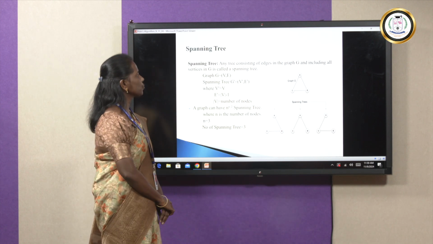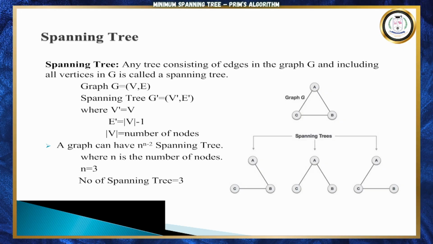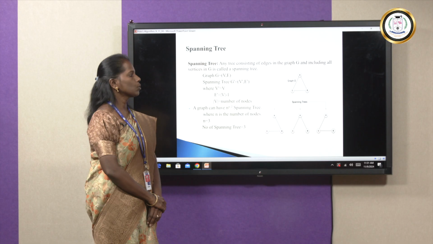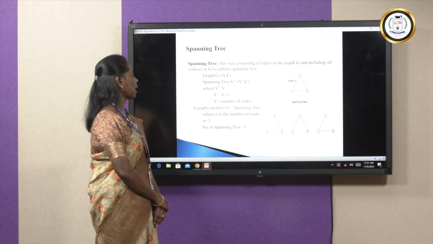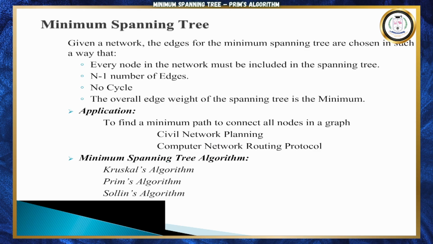The spanning tree should have all the nodes present in the graph, plus the number of edges should be n minus 1, where n represents the number of nodes. Since it's a tree, a tree should not have a cycle. So, here we have 3 spanning trees. Out of these 3 spanning trees, one will be called a minimum spanning tree. The condition for a minimum spanning tree is the same as for a spanning tree.